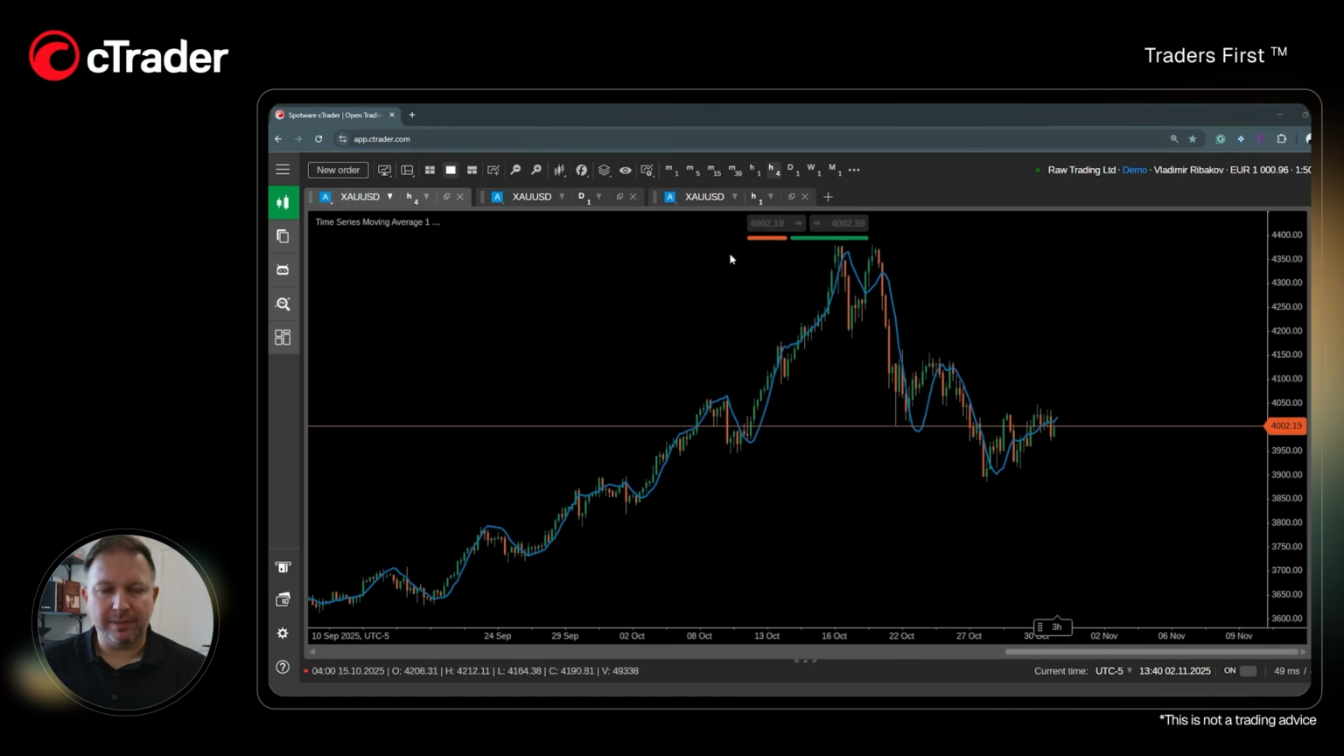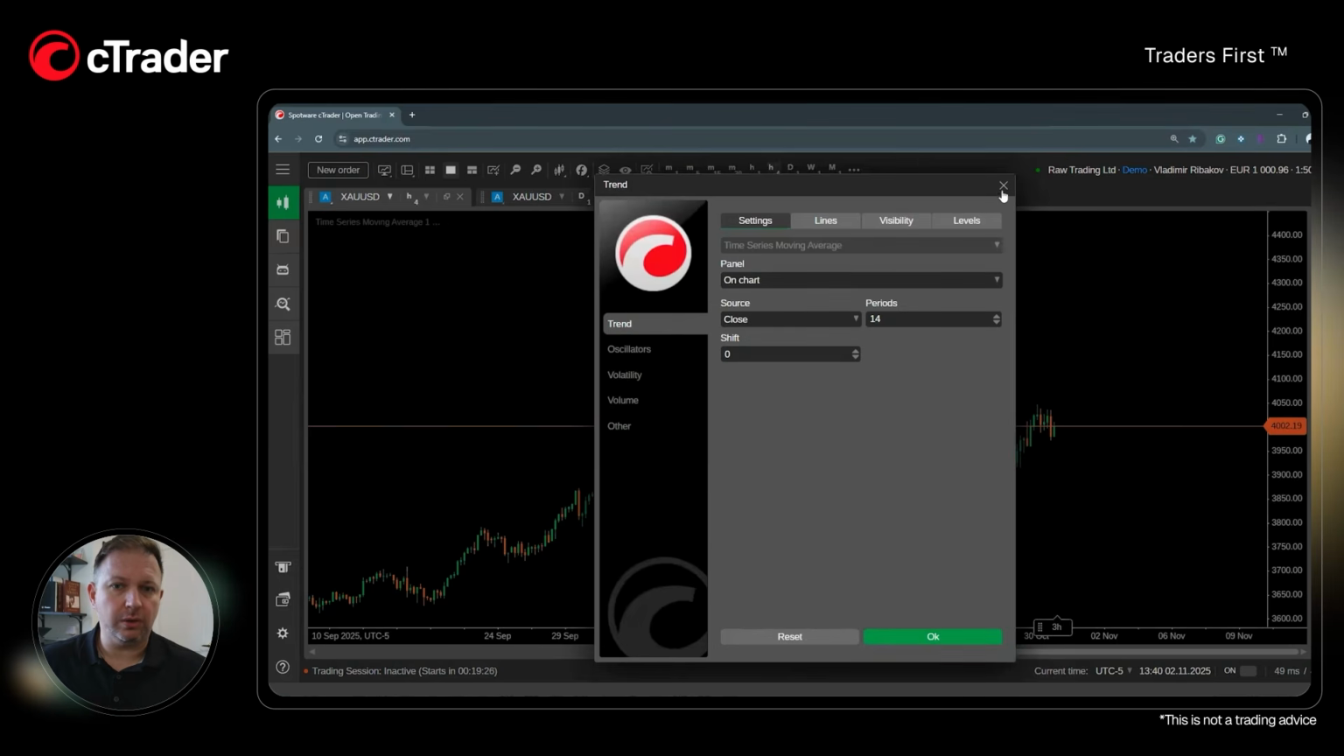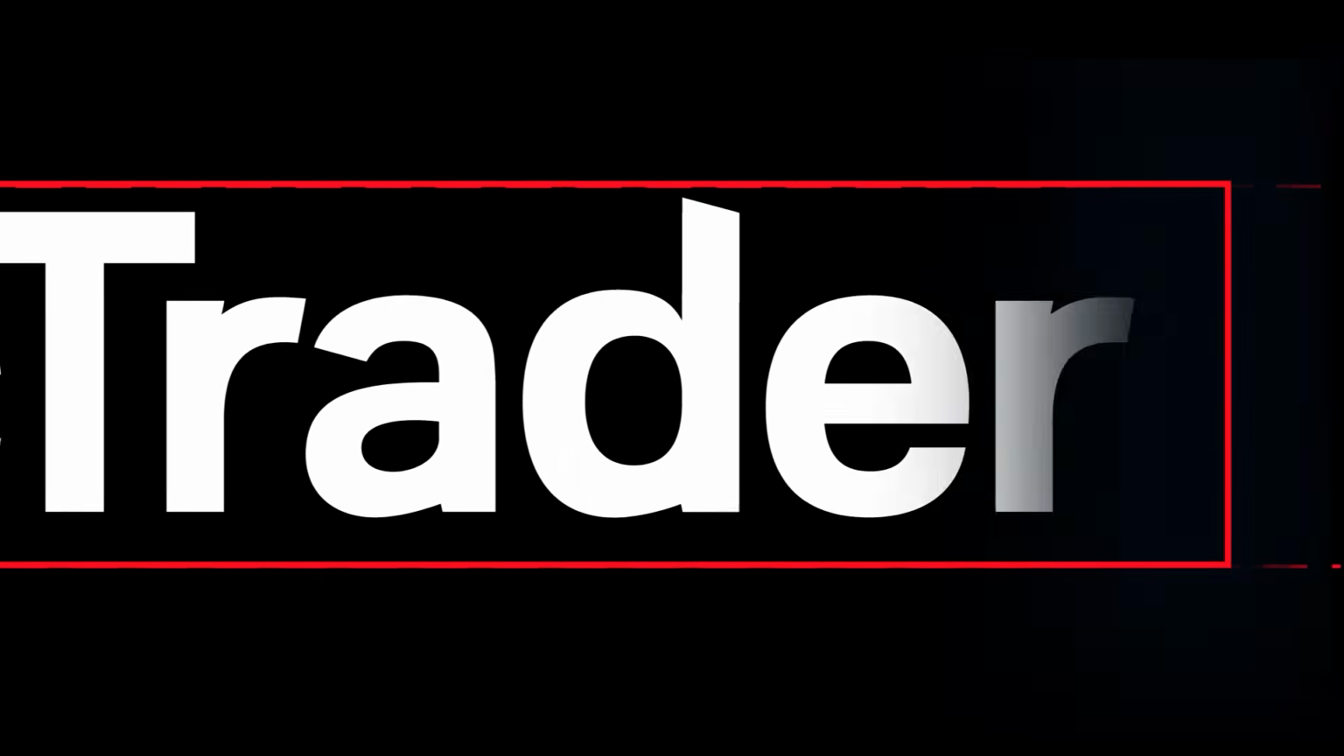To change the parameters of the indicator, simply go to the top left corner here, and you will be able to, of course, hide or show the indicator, as well as change all the settings and remove it if you don't need it anymore.